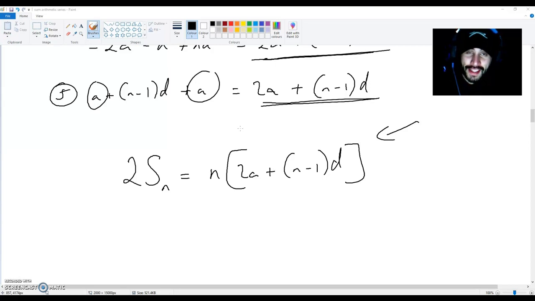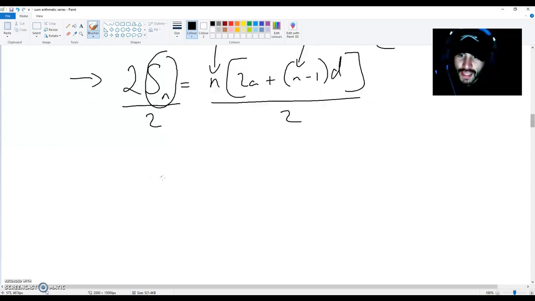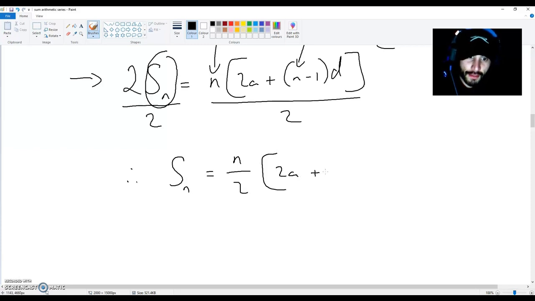Just to make sure that things are sinking in, if we have 100 terms, this n over here is going to be equal to 100, as well as this one over here. So we've added up both of these sums, and we have this equation over here. Now to figure out what the sum is on its own, all we have to do is divide both sides of this equation by 2. And this means we end up with Sn is equal to n divided by 2 multiplied by 2a plus n minus 1 multiplied by d. All right? And we have our proof.